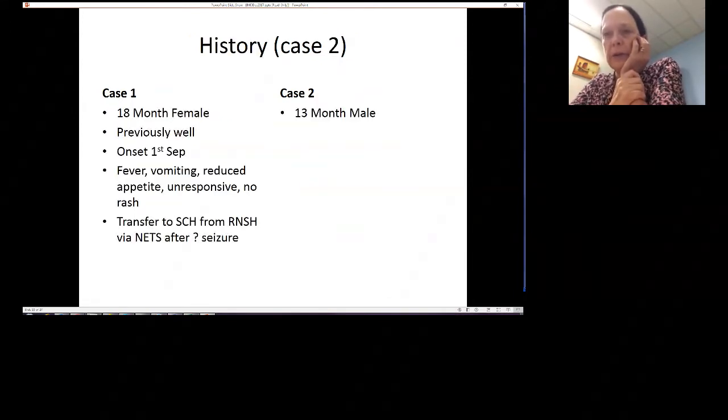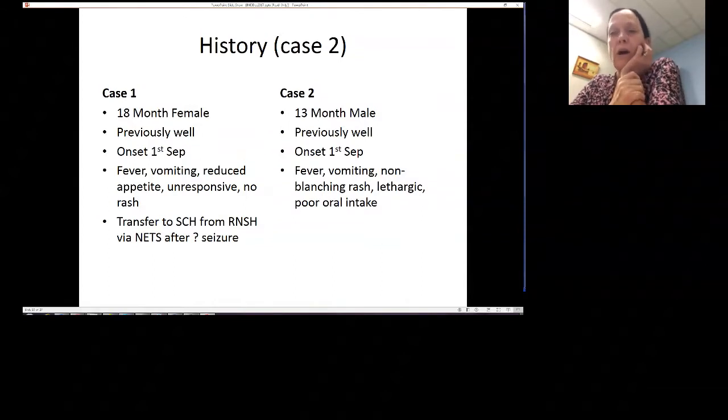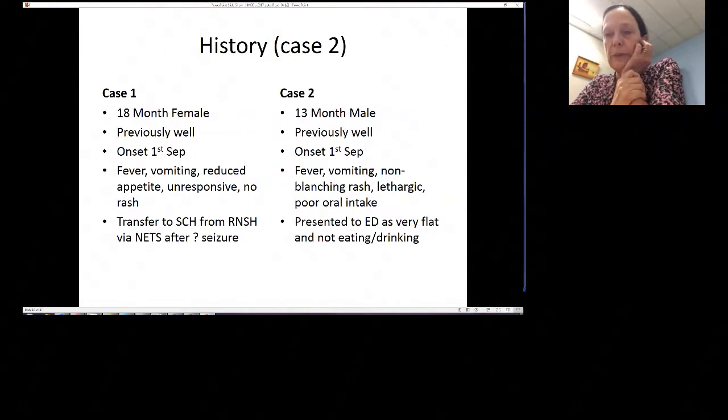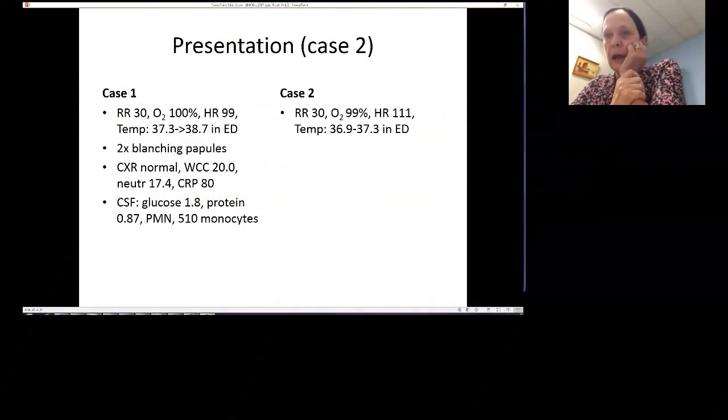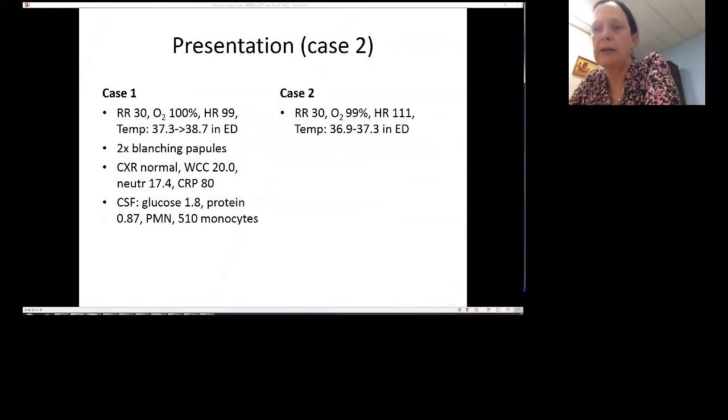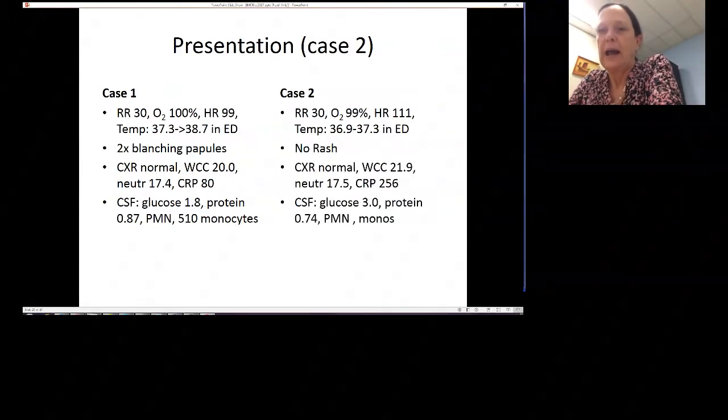So the second case is a 13-month-old male, who'd also been previously well and had an onset on the 1st of September of fever, vomiting, and a non-blanching rash. He was lethargic with poor oral intake. And he presented to a different emergency department, very flat and just not eating or drinking. Next slide. Also, you can see not that febrile in the emergency department, but also had a high heart rate, respiratory rate, and, sorry, can we have more revealed? Again, a high white cell count and abnormal CSF. And next slide.